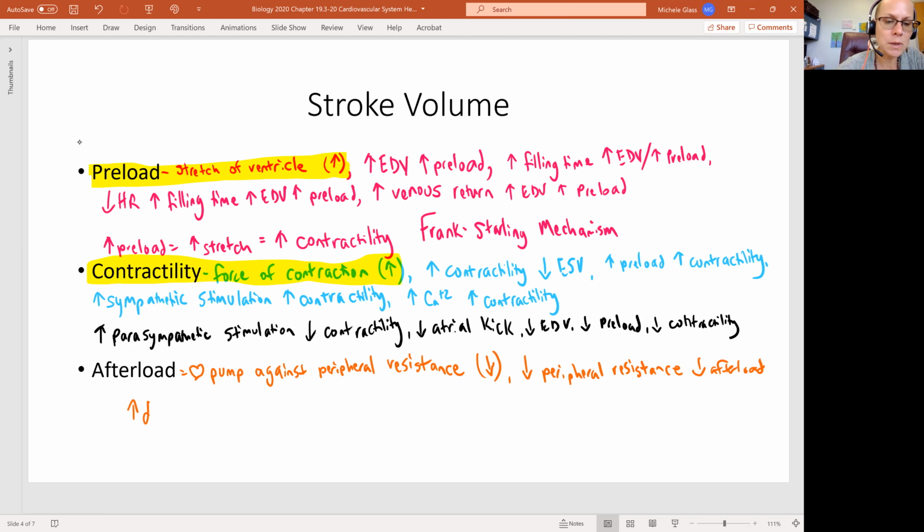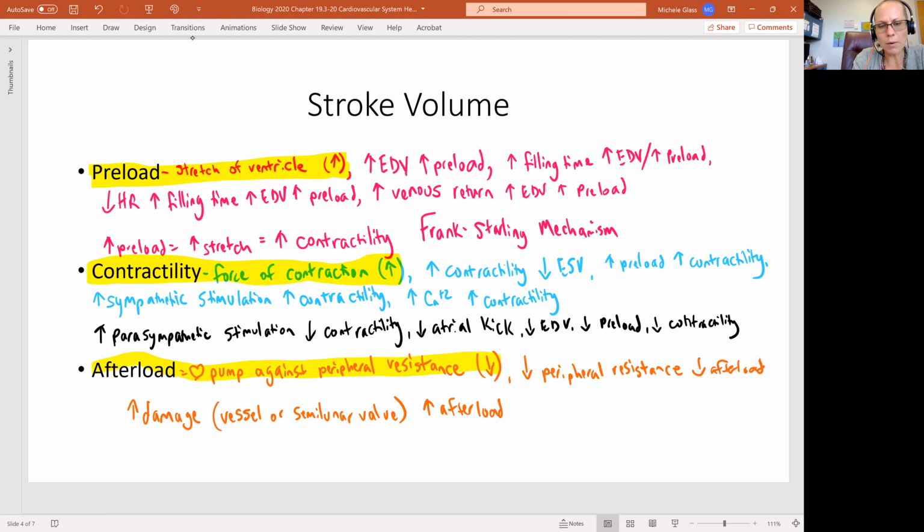If you increase damage, this can be damage to either a blood vessel, or it can be damage to the semilunar valve. This is going to increase your afterload. So this is one way of creating obstacles to getting that blood to move through. Okay, so to be clear, when we talk about afterload, we're talking about how easy or hard it is to get that blood to move through the circulatory system. And ideally, we want that afterload to be a low value.